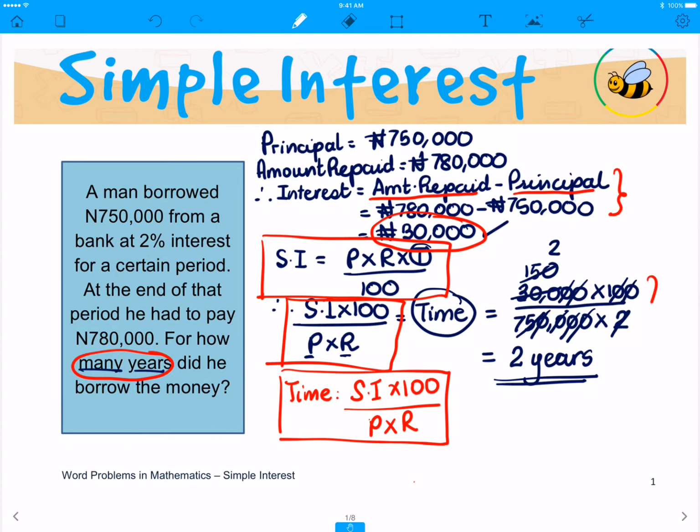We then applied the arithmetic and did the calculation, and we arrived at 2 years as the amount of time that this man borrowed 750,000 naira at 2% interest and was able to pay back 780,000 naira, representing 30,000 naira in interest.